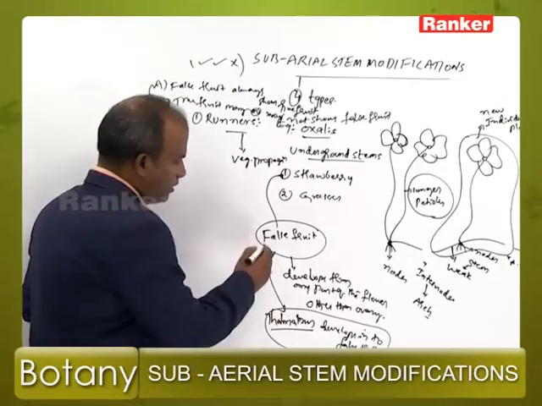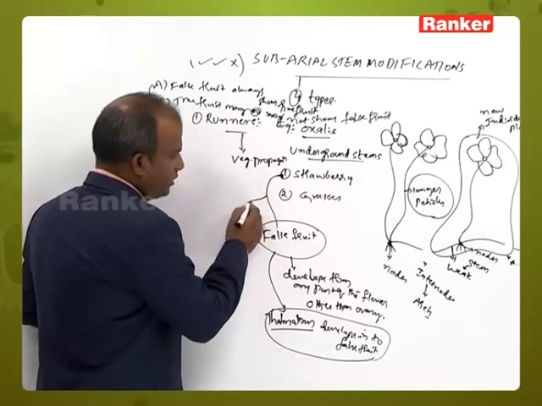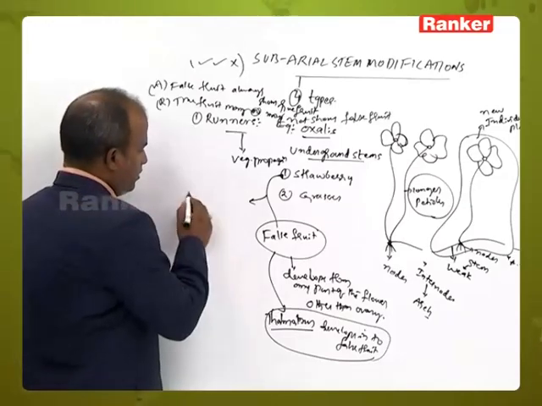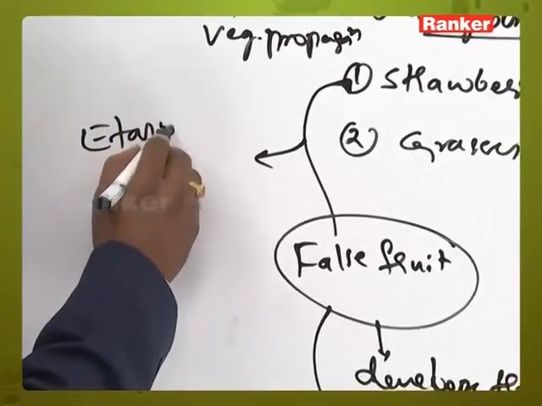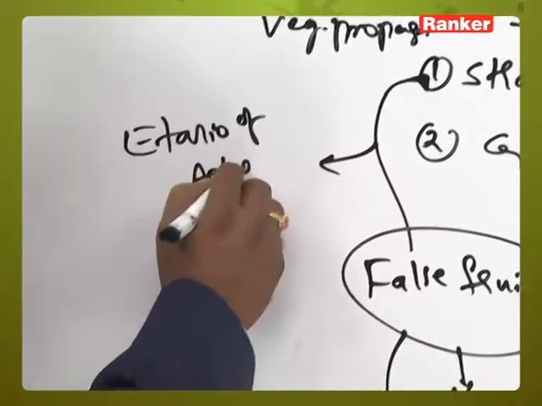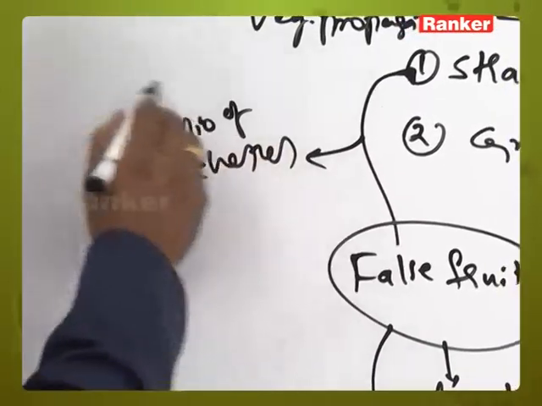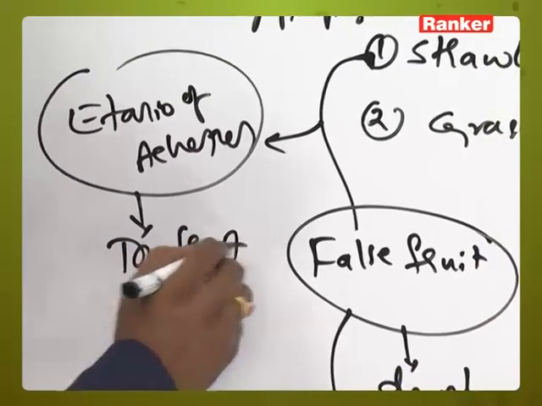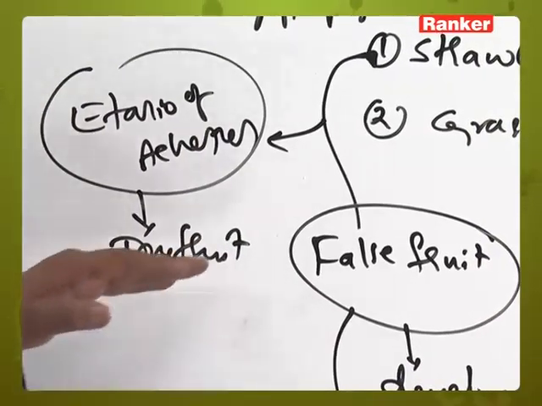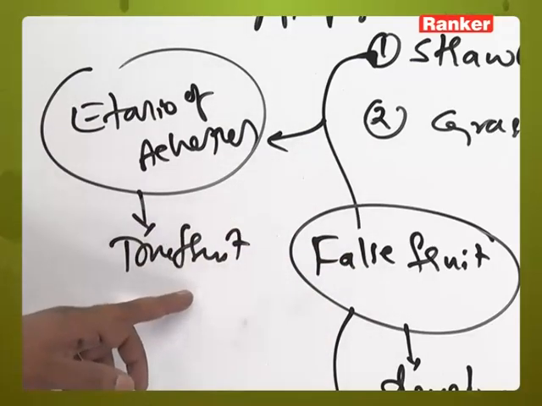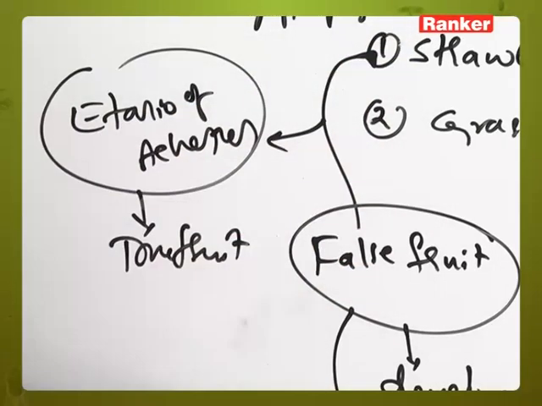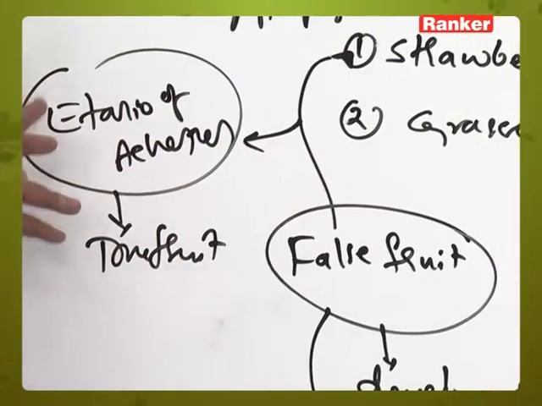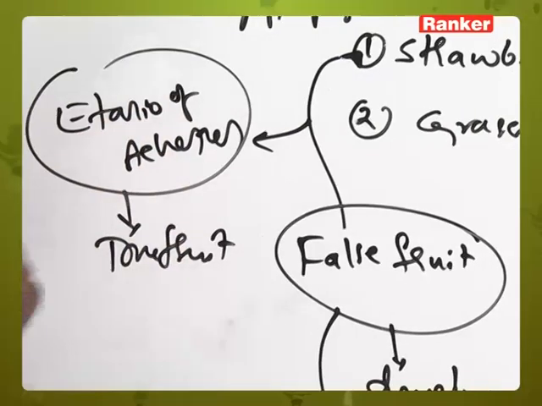In this strawberry, which one is the true fruit? The etaerio of achenes is the true fruit. That means a false fruit shows combination with the true fruit. The false fruit in strawberry is the thalamus, whereas the true fruit is the etaerio of achenes.